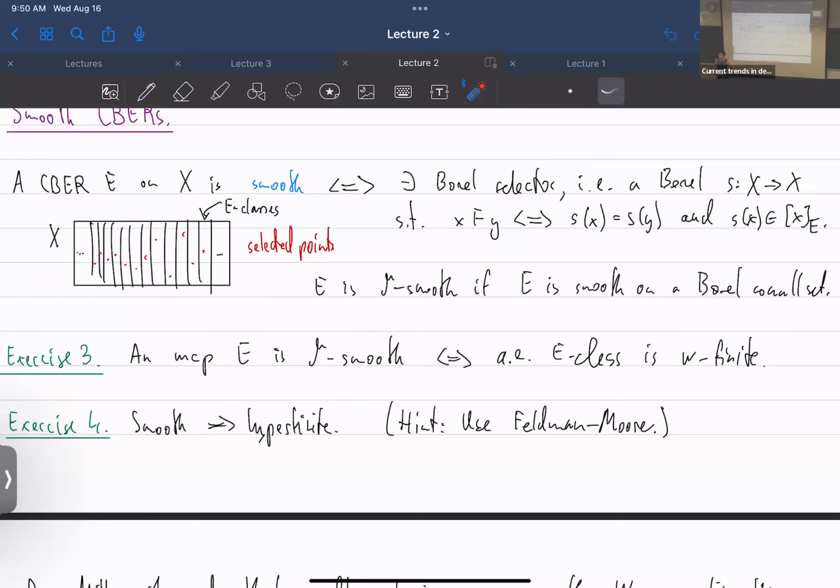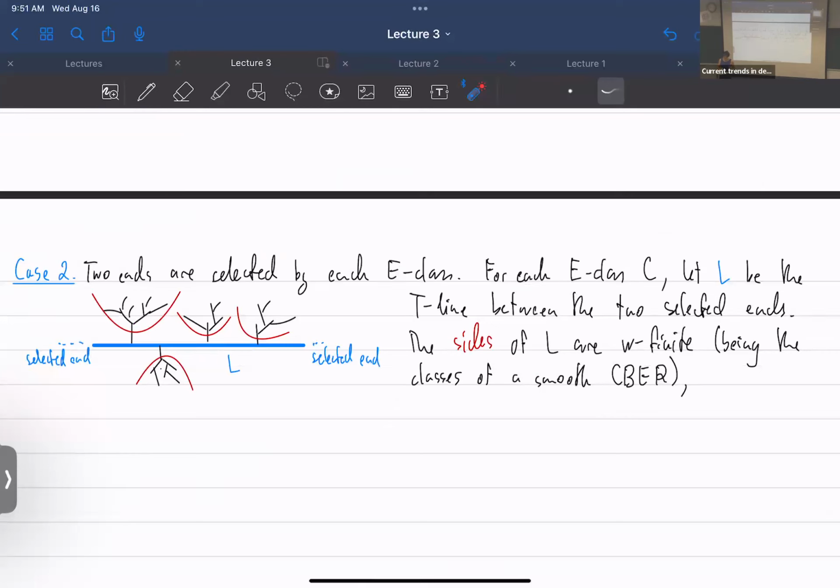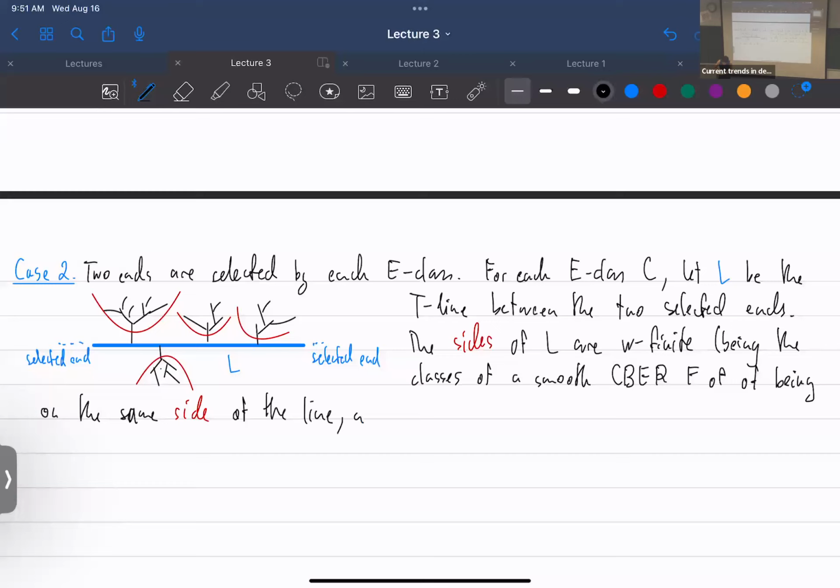Which equivalence relation are you using this exercise for? The other, a new equivalence relation of being on the same side of the line, on the same connected component after removing the line. It's a new equivalence relation. Let's call it F. The classes of F, being on the same side of the line, are smooth, and use exercise 3.